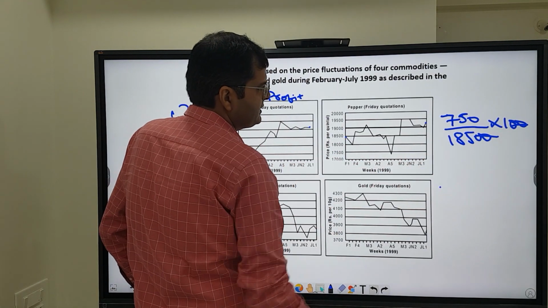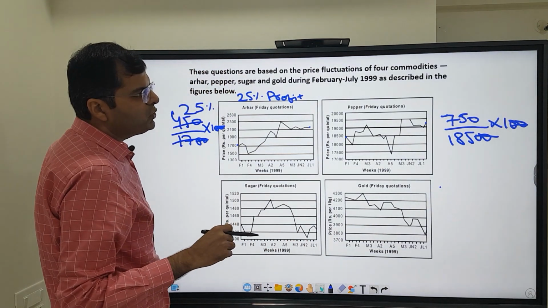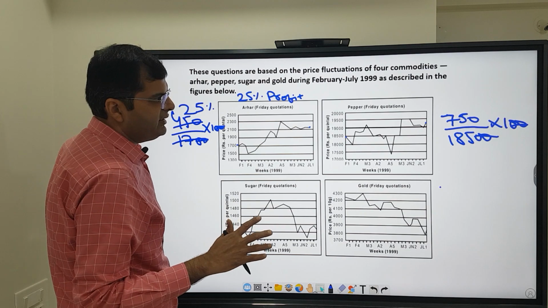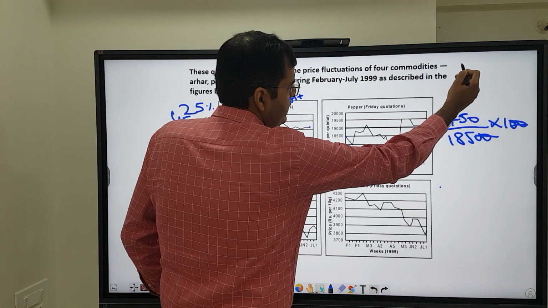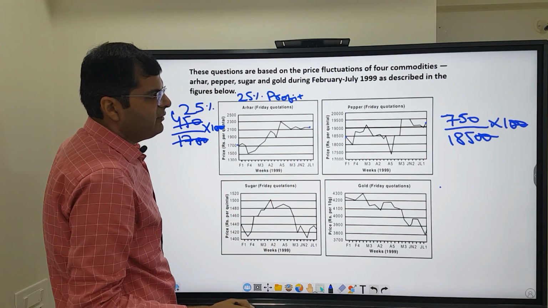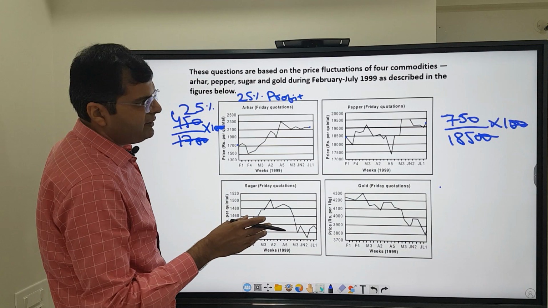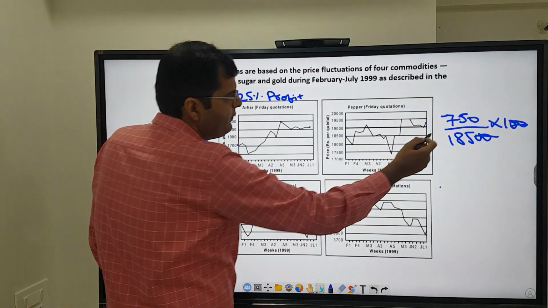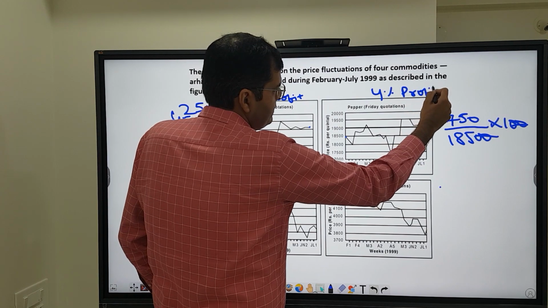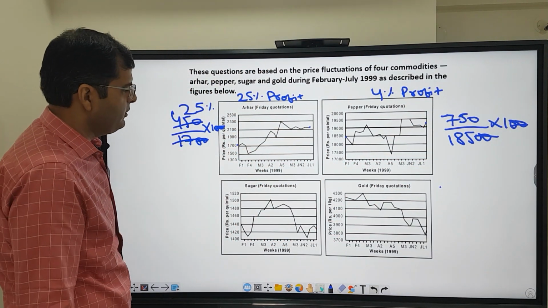It is 750 upon 185. So 185 into 7 if I do, that will be definitely more than that. 185 into 5 if I do, roughly 18 5s are 90, it's not even 5% over here. 185 into 4 if I do, 18 4s are 72, so roughly 4%, around about. So around about 4% profit. 750 upon 185 is roughly 4, so around about 4% profit.